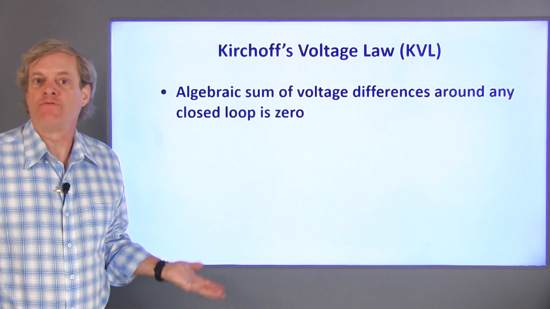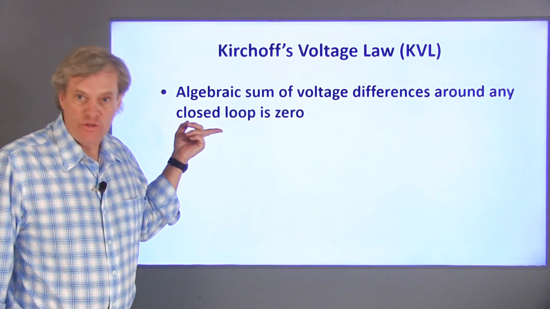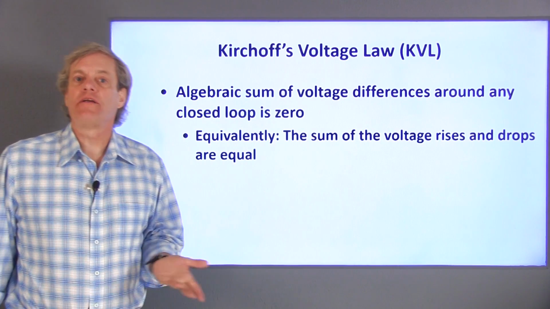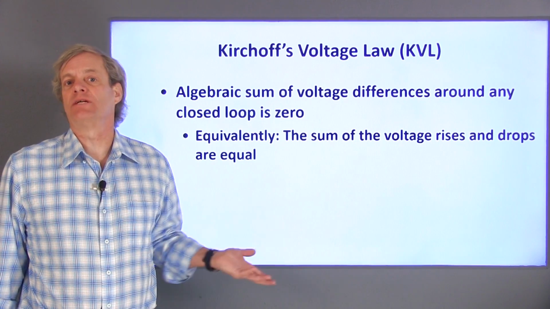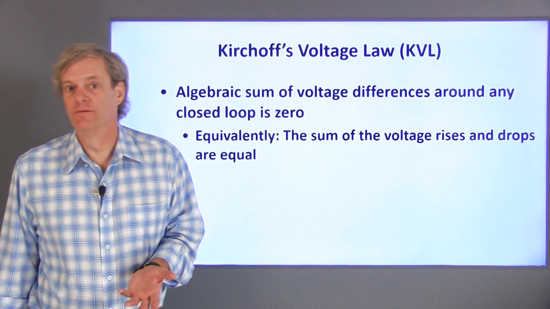The sum of all the voltage differences around any closed loop is zero. Another way of stating KVL is that the sum of the voltage rises is equal to the sum of the voltage drops around a loop.